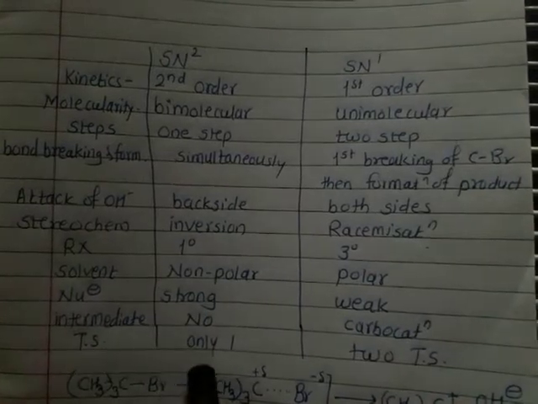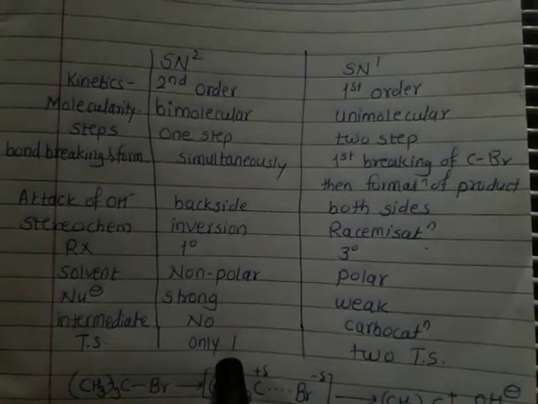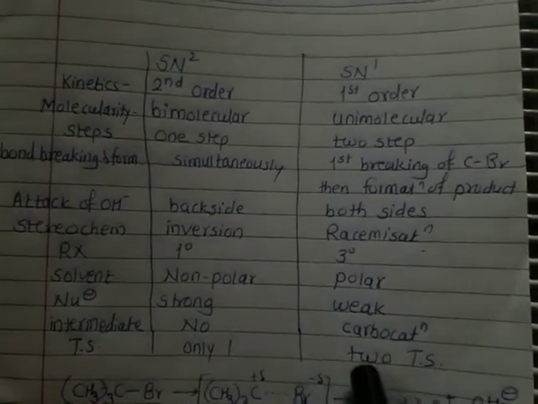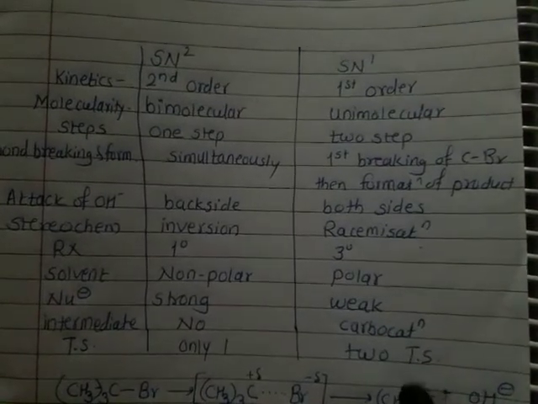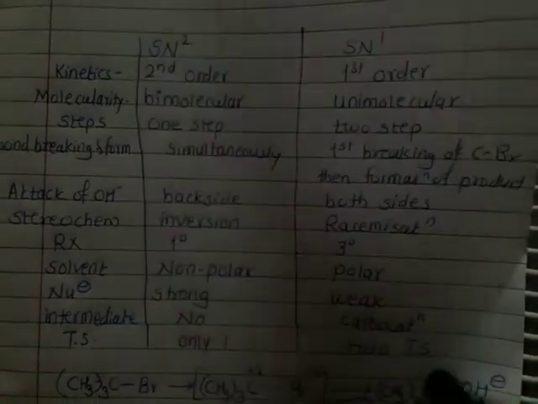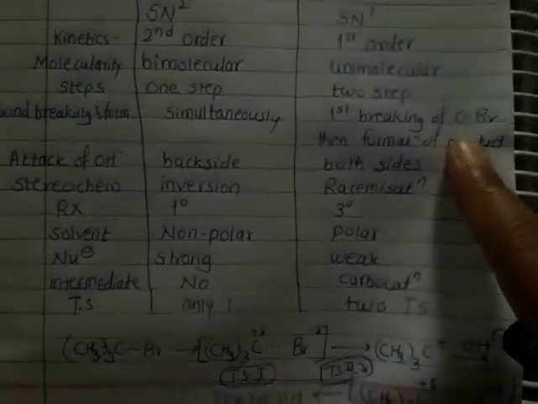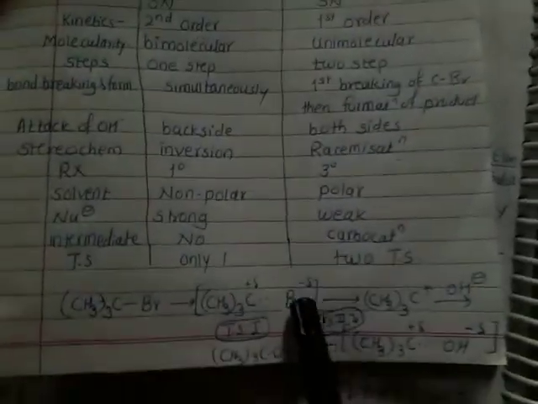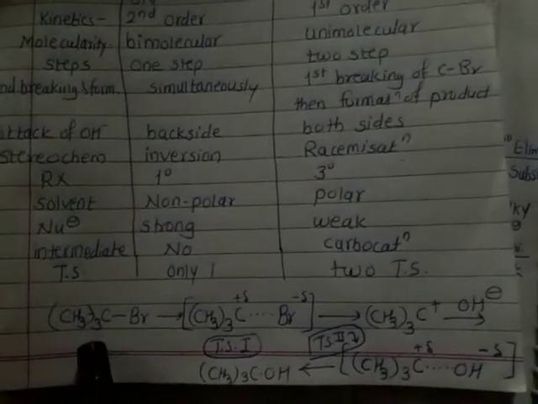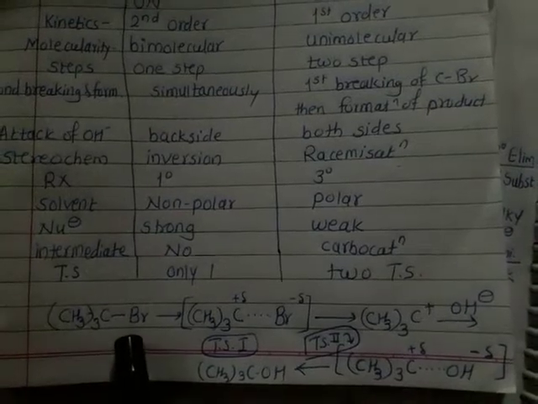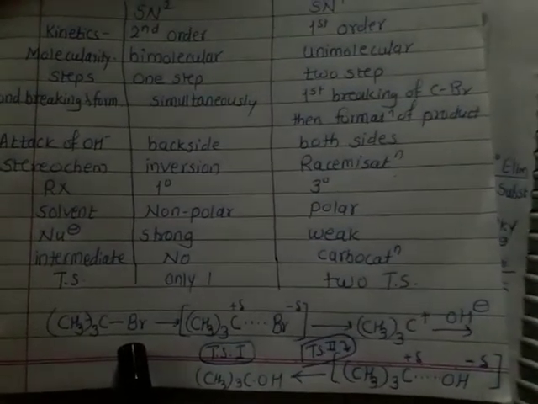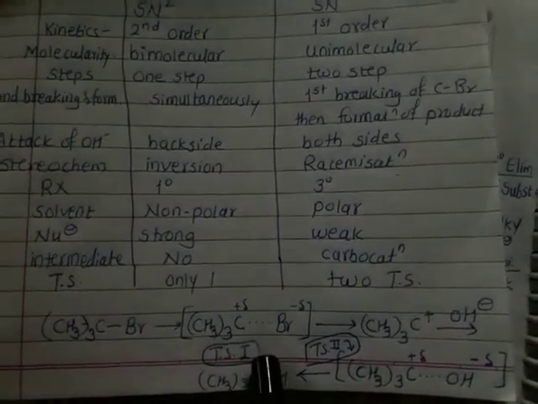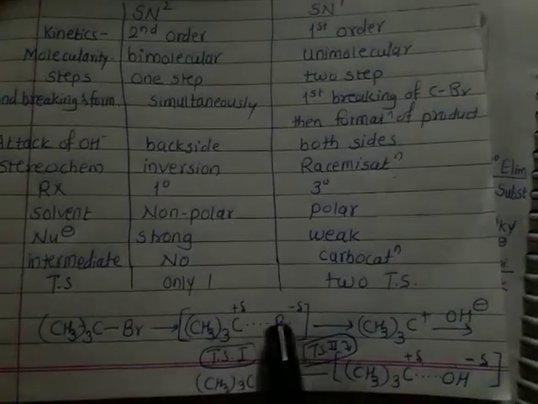And transition state: there is only one transition state formed in SN2 reaction. In SN1 there are two transition states. They have not shown these transition states in our textbook. I will tell you how we get these two transition states. See, for example, SN1 reaction means tertiary butyl bromide, right? Hydrolysis of tertiary butyl bromide. So first, what happens in the first transition state?